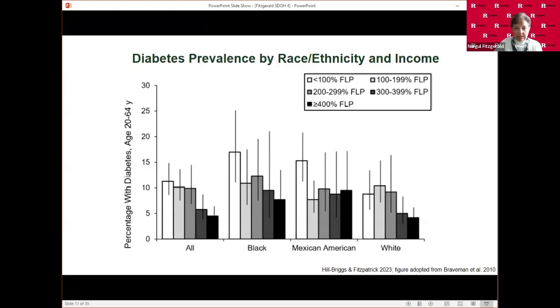So we don't see the same pattern among whites. So this highlights those socioeconomic elements, even when you're looking at different racial ethnic groups. So it is not just one or the other, it is both, but the degree can change from one population to the next.